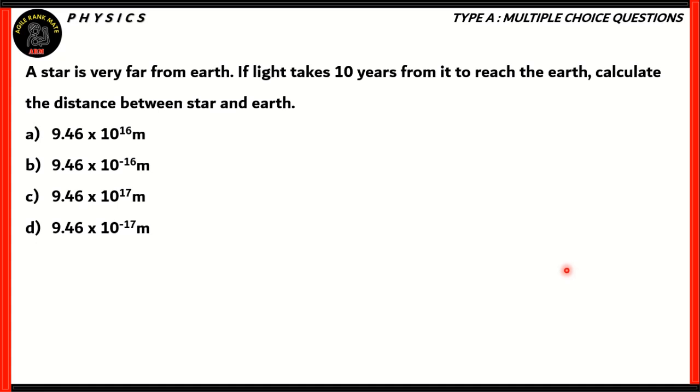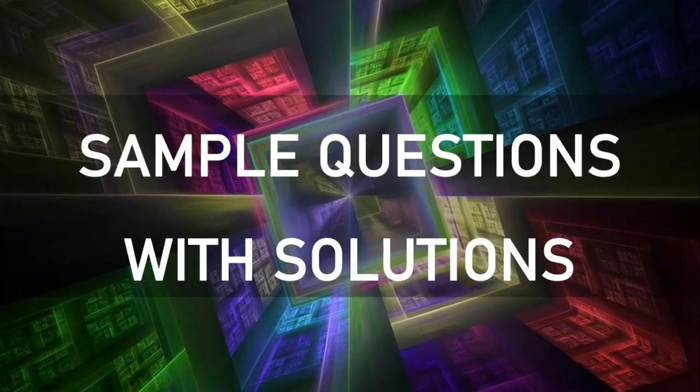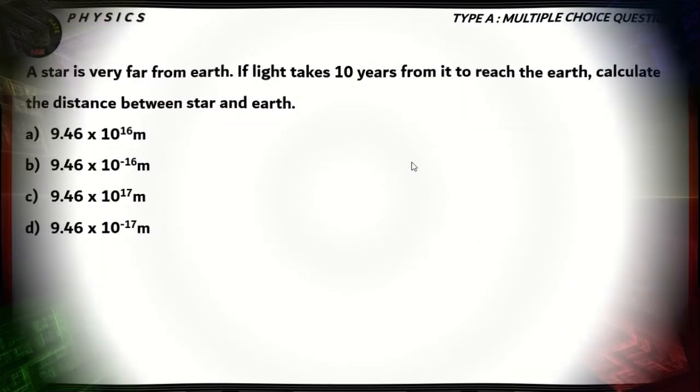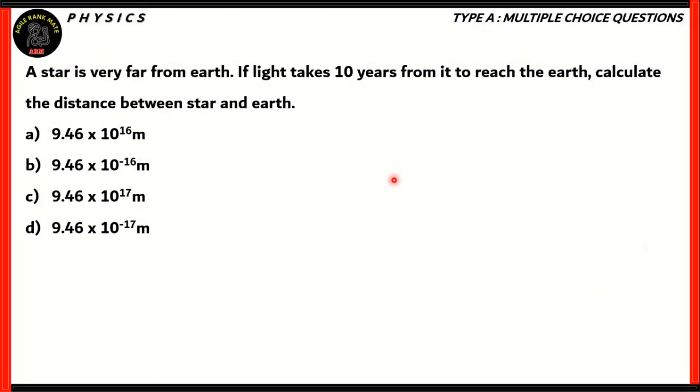This question is from physics. A star is very far from the Earth. If light takes 10 years from it to reach the Earth, calculate the distance between star and Earth. So this is a question on astronomy. Let's go back. Now, when we look at the details given here, light takes 10 years to reach the Earth from that star.